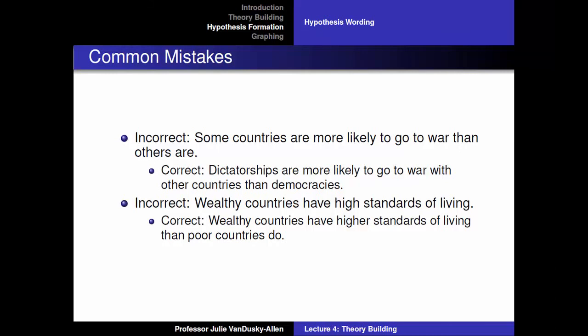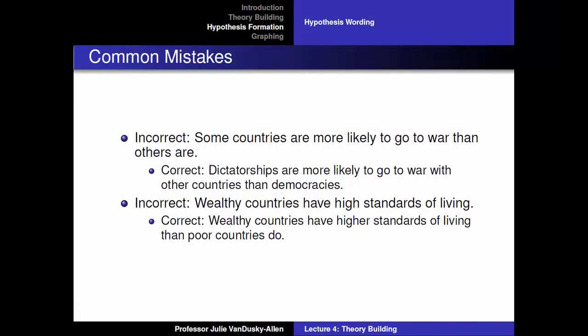The second poorly written hypothesis states, wealthy countries have high standards of living. In this hypothesis, there is no variation in the dependent or independent variables. With respect to the independent variable, wealth of a country, the hypothesis only focuses on wealthy countries and does not reference poor ones. With respect to the dependent variable, standard of living, the hypothesis only focuses on countries with high standards of living and does not reference countries with low standards of living.